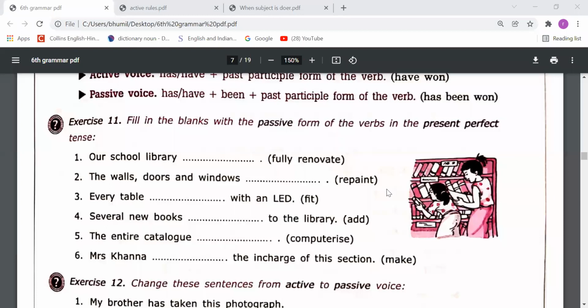So third, you will let me know. Who will tell me about the third sentence? And please wait, let me take your attendance first. Please stay connected. Let me take your attendance.